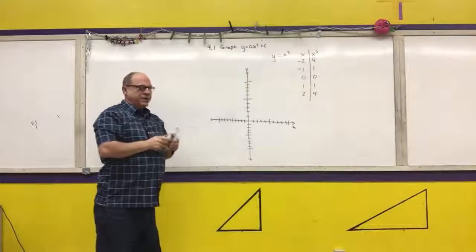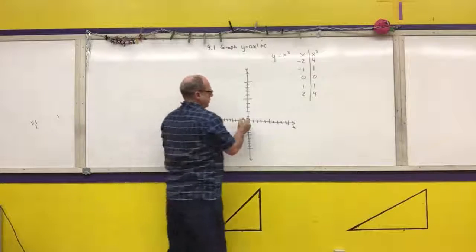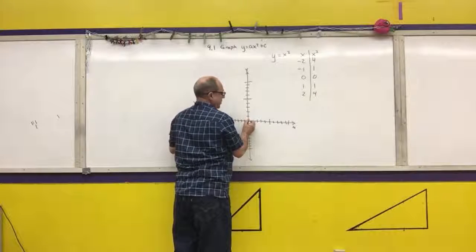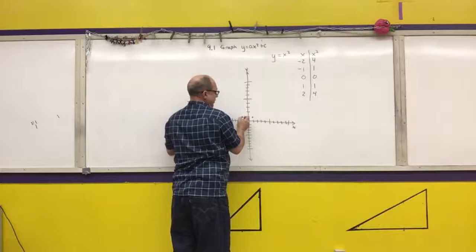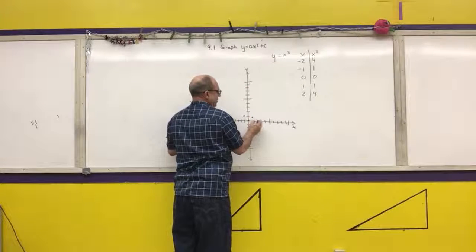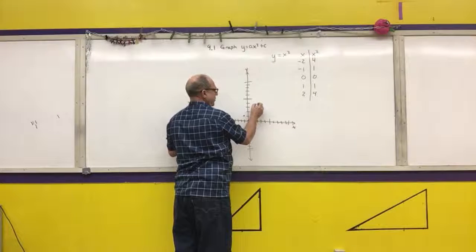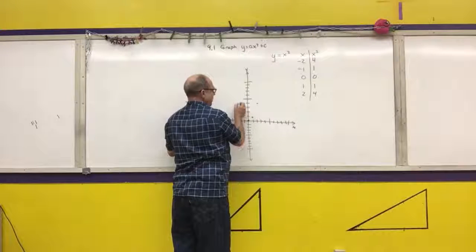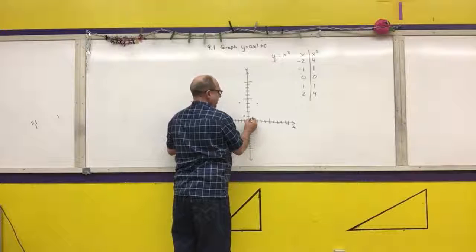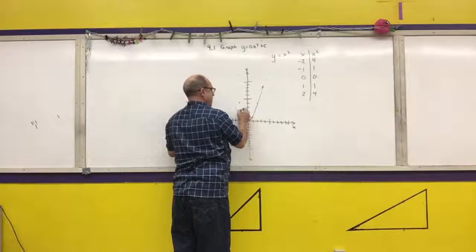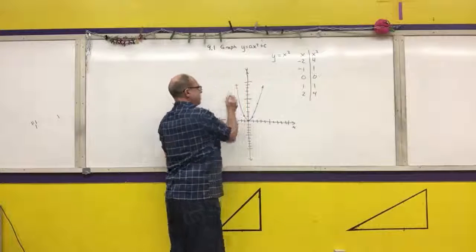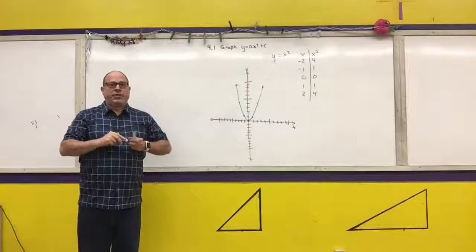If we know where the vertex of our graph is, this is where I came up with the over 1, up whatever the number in front of the x squared is. And then over 2, up 4 times that number. And this is our basic parabola. Okay, basic parabola.